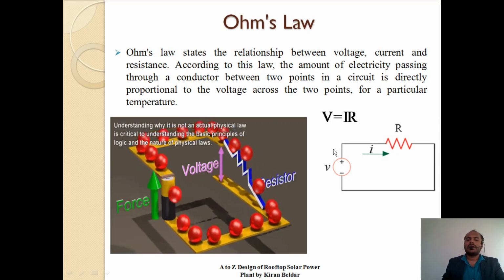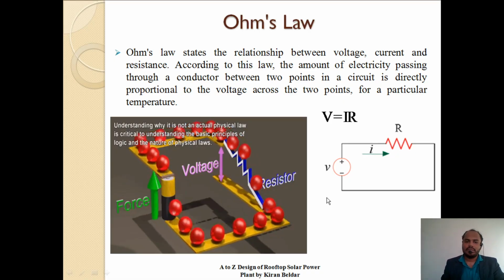In this circuit, we are applying the battery over here, with plus and minus terminals. Through this potential difference, the electrons flow. The resistor offers resistance to the flow of electrons, and then again they flow. When we use a number of resistors in the circuit, some percentage of the power will be lost.